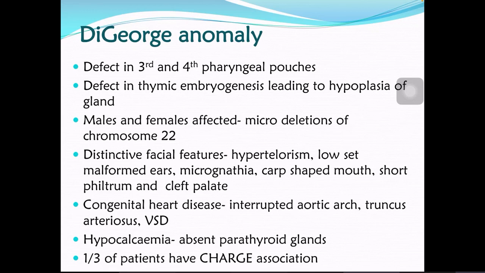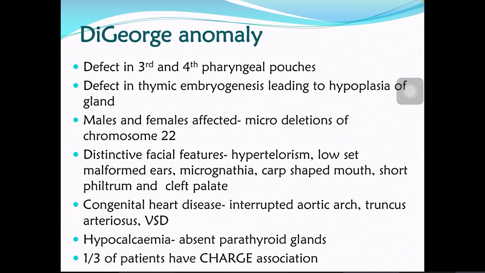Now, patients with DiGeorge have very, very distinct facial features. They have hypertelorism, low-set malformed ears, sometimes micrognathia, sometimes a carp-shaped mouth. They might have a short philtrum and a cleft palate.